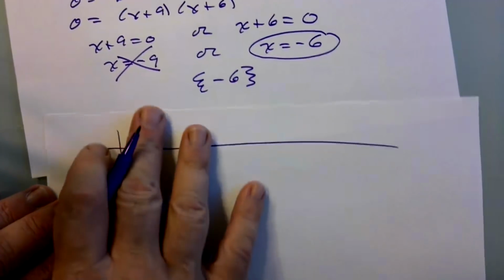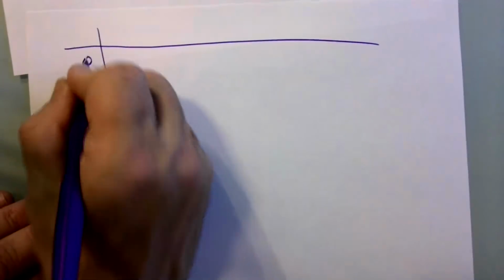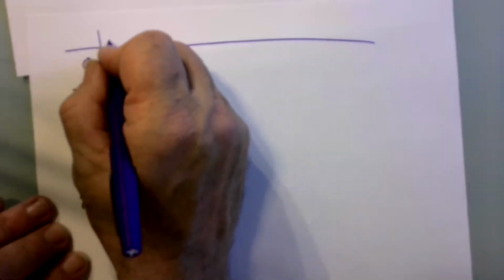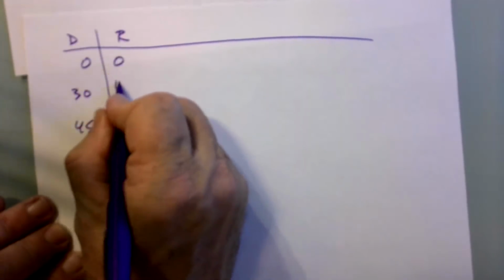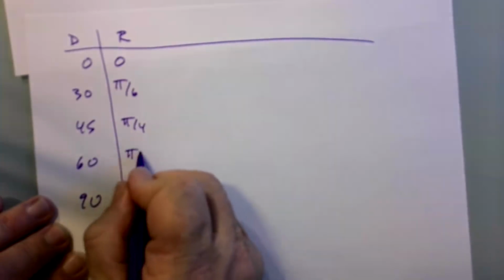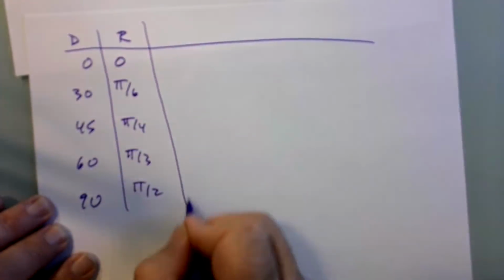So what are the values that I want in my table? 0 degrees, 30 degrees, 45 degrees, 60 degrees, and 90 degrees. We're going to start with that for degrees. Then we're going to go to radians: 0, pi over 6, pi over 4, pi over 3, pi over 2.